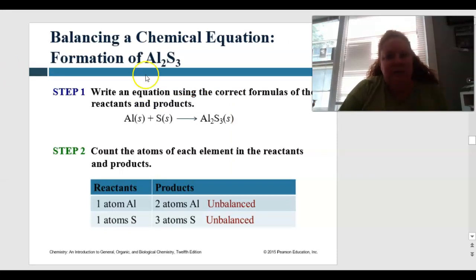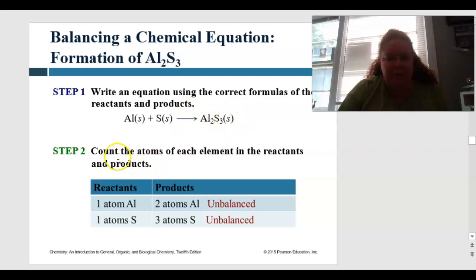So let's practice by balancing the chemical equation for the formation of Al2S3. Write the equation using the correct formulas of the reactants and products. We have aluminum, solid, sulfur, solid. We're going to do the reaction and we're going to get, again, a solid.